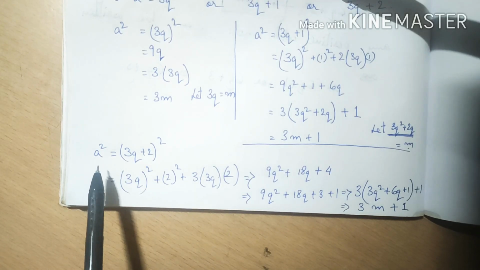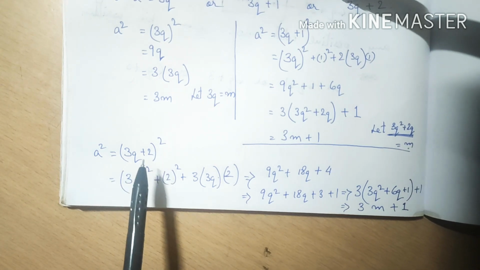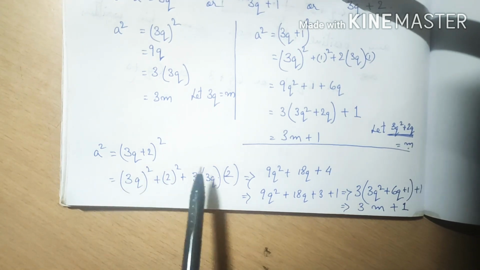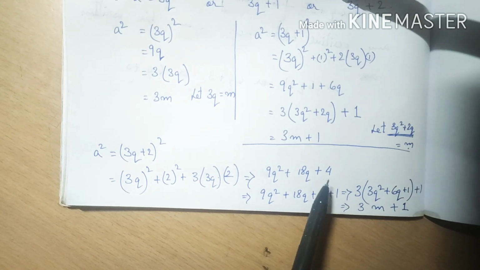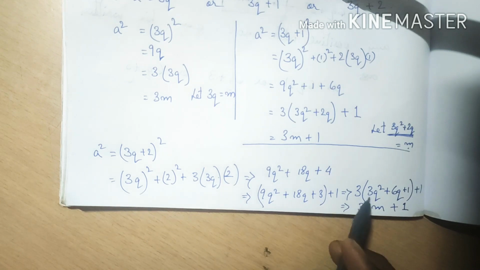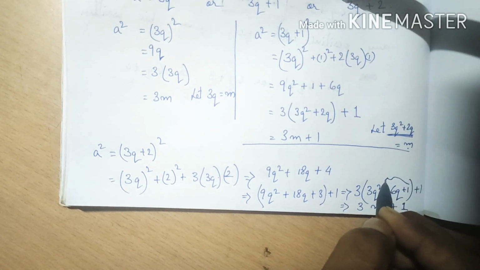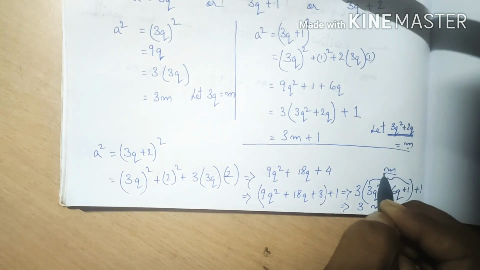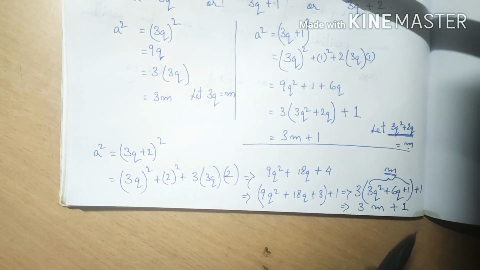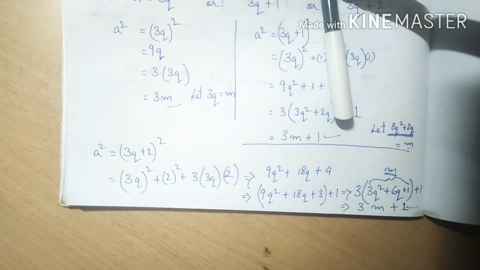So for the third term, 3q plus 2 whole square we will take, that is a square plus b square plus 2ab, and we will get this term. Now for this one, we don't have anything common in 4, so we will split this 4 into 3 plus 1, that is 4. So now we have 3 common in this term. Then we will take out the 3 and we'll have this. Now this term will be m for this case. Okay, so this is 3m plus 1, 3m plus 1, and 3m. We have accomplished what we were asked to do.